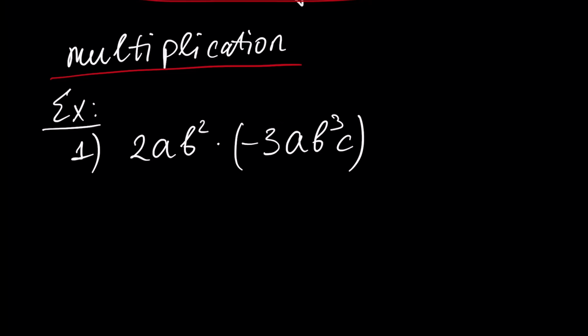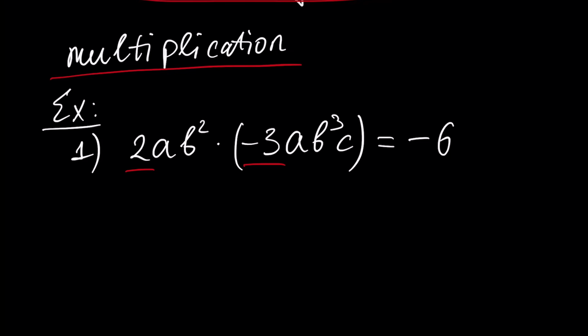cubed c. And in this case, as I already defined, when we multiply two monomials, numerical coefficients are multiplied. So this coefficient and this coefficient, we have a multiplication of two coefficients. 2 times minus 3 is minus 6. And then exponents of appropriate letters are combined.